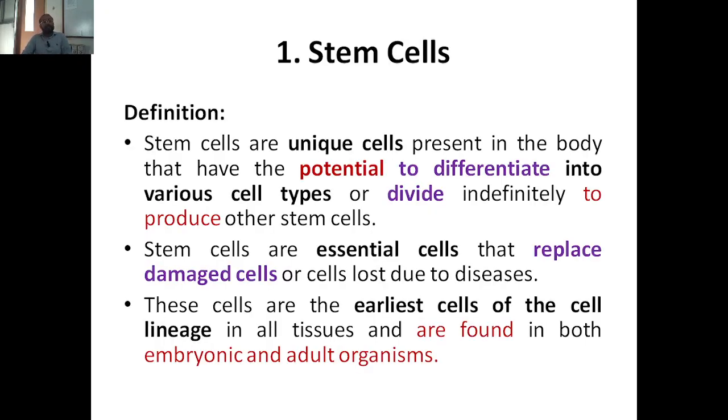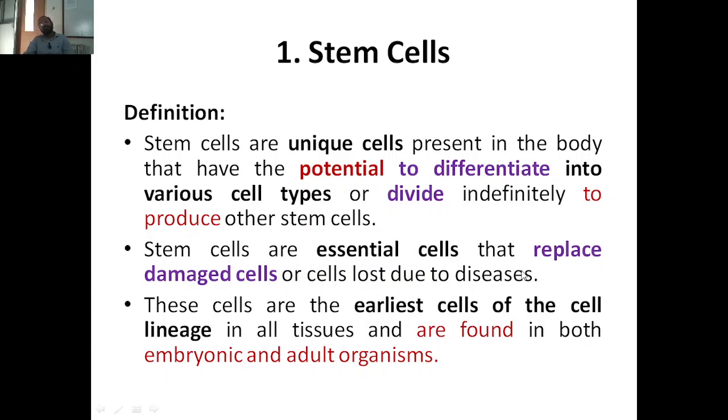Stem cells definition: stem cells are unique cells present in the body that have the potential to differentiate into various cell types or divide indefinitely to produce other stem cells. Understanding? So stem cells are unique types of cells present in our body that have the potential to differentiate into various cell types. That means, as I told you, it can be blood cells, it can be lymphoid cells like T cells, B cells, anything. That is about one function. Another function, they can divide indefinitely to produce other stem cells. Again, both definitions are the same.